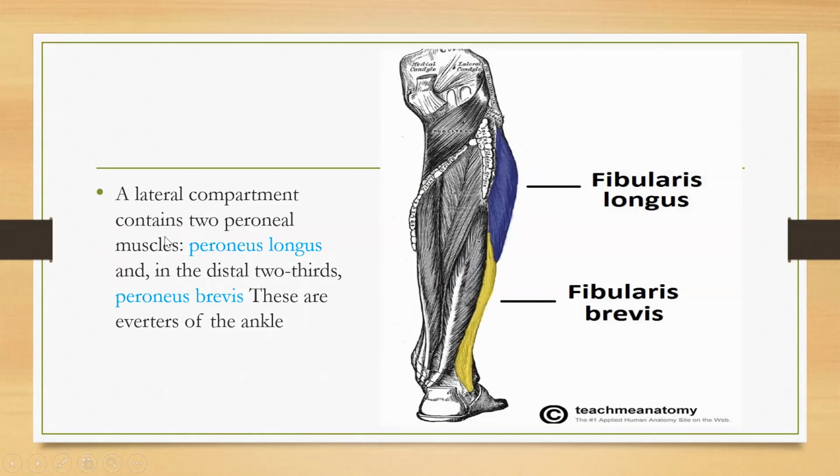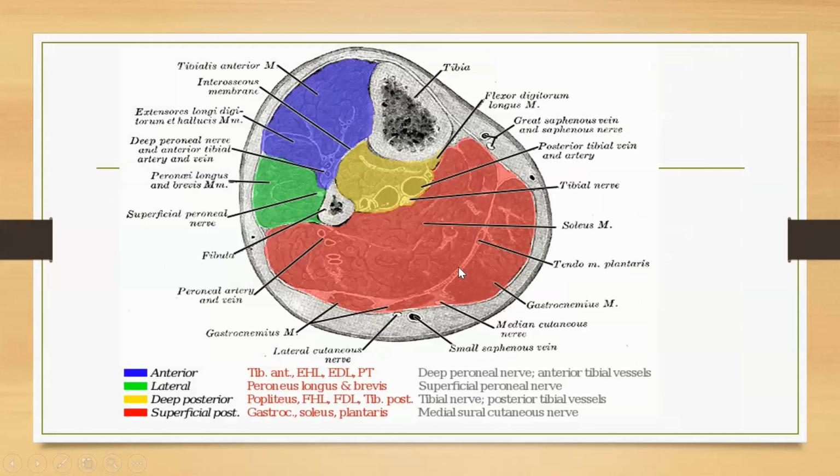The lateral compartment contains two peroneal muscles, the peroneus longus and the peroneus brevis in the distal two-thirds. These are everters of the ankle. This picture shows us the peroneus longus, and this is the peroneus brevis. Another cross-section shows us the anterior compartment muscle group, lateral compartment, and posterior compartment with the deep part and superficial part.